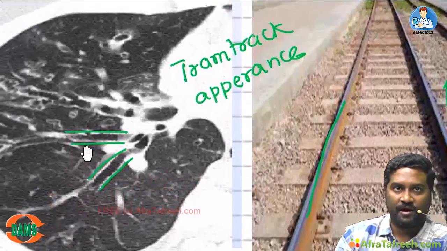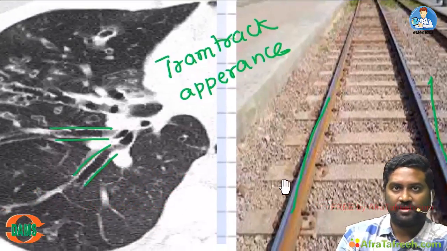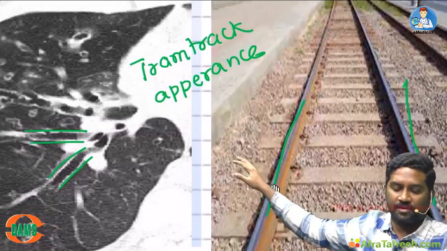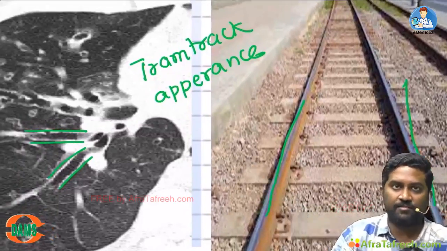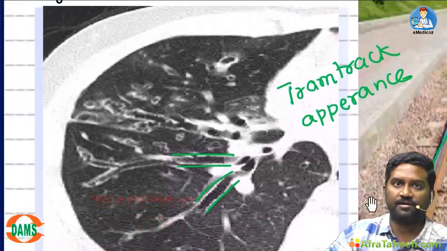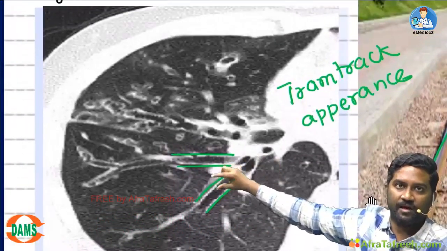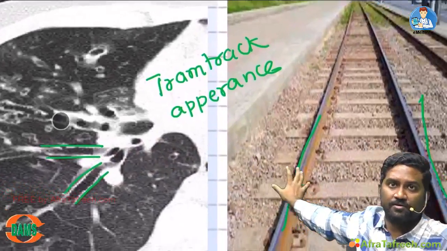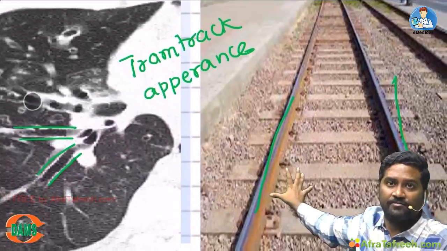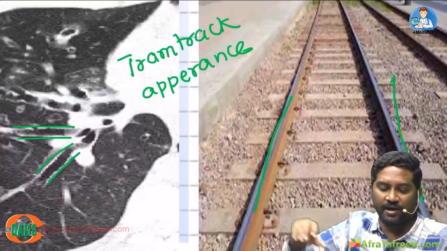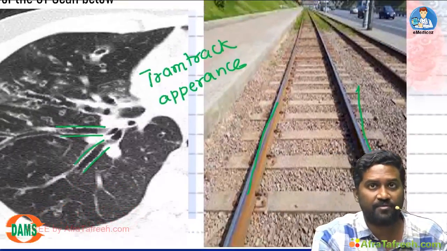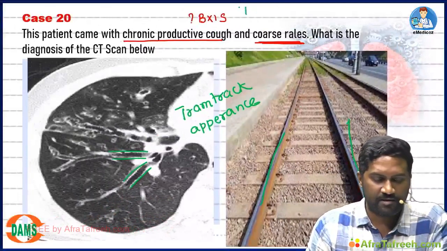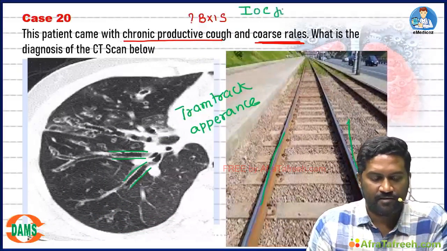The presence of tram track appearance on CT chest is suggestive of bronchiectasis. See here, dilated airways looking like parallel railway tracks. This is called tram track appearance. Can you see this, students? These are the dilated airways. You can see the airway is dilated, similar to parallel railway tracks. So it is called tram track appearance because this finding can be seen easily on a CT chest.